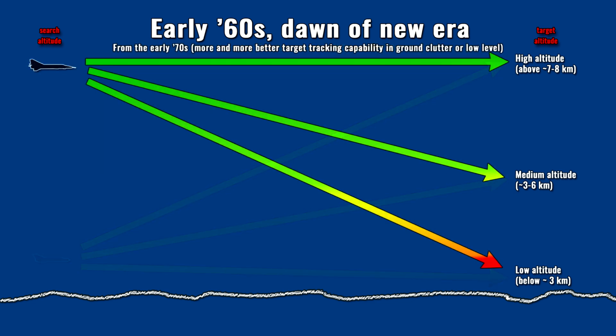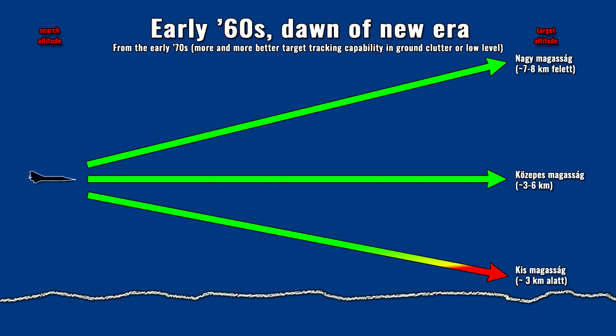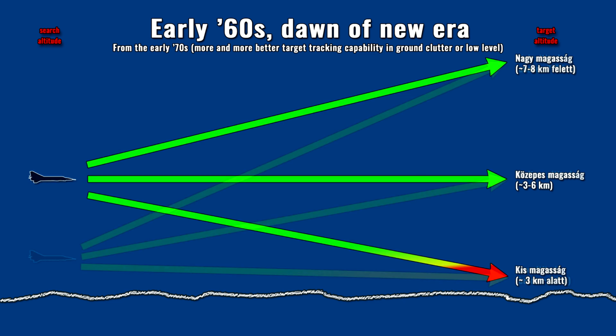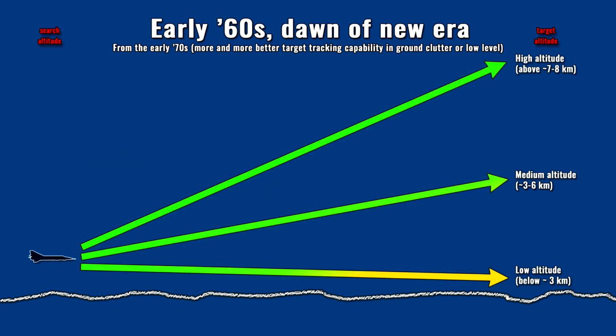The other serious issue was that the radars were unable to detect targets flying lower in ground clutter with a large altitude difference. With a modest altitude difference, it was possible to detect and track a target if the planes were flying at least a few kilometers high.